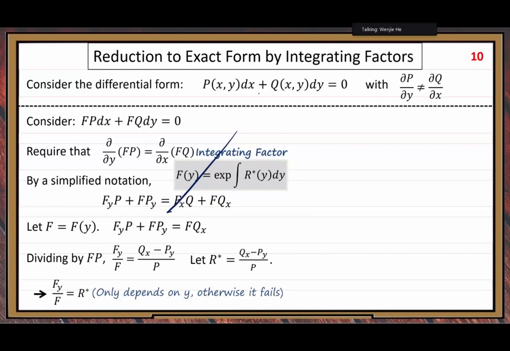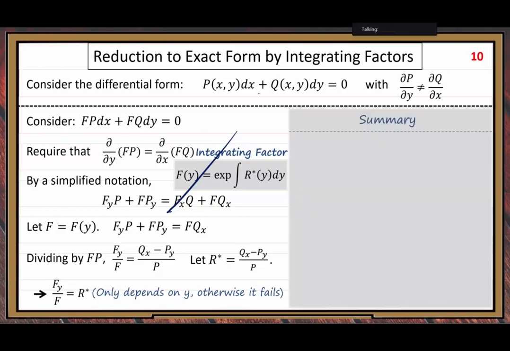But if both functions are not one variable functions, if both are two variable functions, then this method fails.